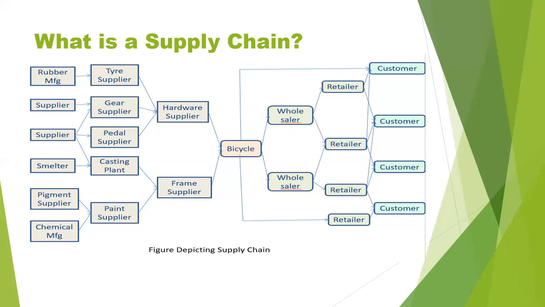So now the next important thing is going to be the hardware. There are various hardware parts which we fix to a bicycle, for example, a tire, gear, pedal, etc. We will be getting all these pedals from the pedal supplier, and the gear and the tires. For the tires, the rubber is the main component. So the rubber manufacturer will supply the rubber. Based on that, we will be making the tire.